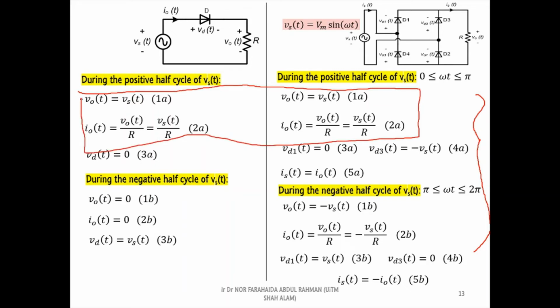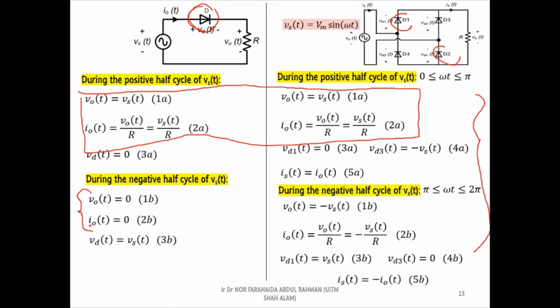According to the equations, the output voltage and output current waveforms of both rectifiers are following the shape of the supply voltage waveform. It is because diode D in the half wave and diode D1 and D2 in the full wave rectifiers are in forward bias. Nevertheless, during the negative half cycle of the supply voltage, diode D is in reverse bias. As a result, the output voltage and output current equations are equal to 0.